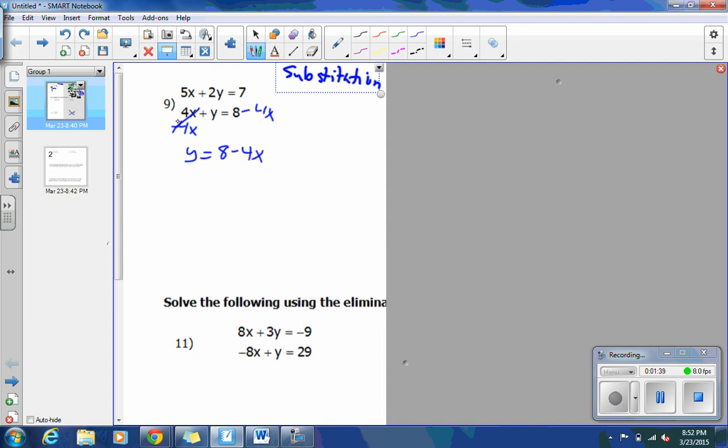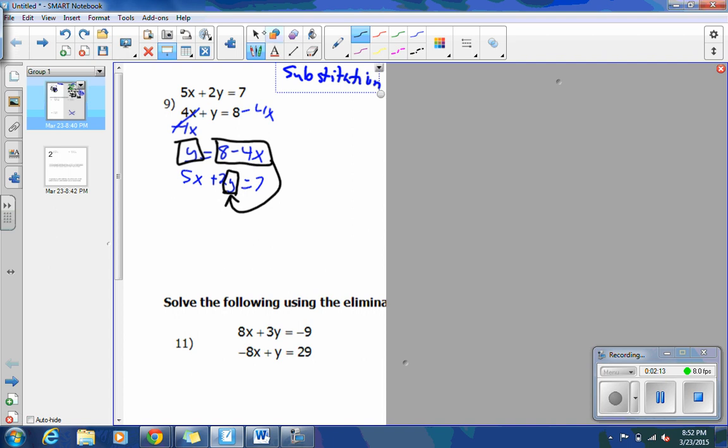And then we bring this down, we still have 5x plus 2y equals 7. Now, since one of them is solved for y already, that gives us something to work with. Since we know y is equal to 8 minus 4x, we can plug in 8 minus 4x for any y, since that's what y is equal to. If you notice, we have a y right there, so we're going to plug it in for that y.